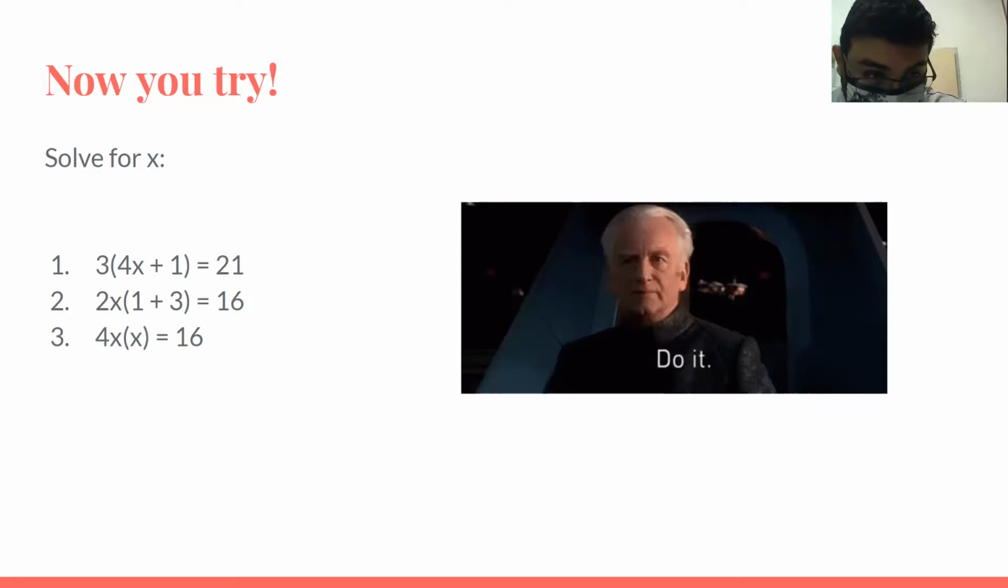But anyways, equation number 1 would be 3 times (4x plus 1) equals 21. Number 2 is 2x times (1 plus 3) equals 16. And then 4x times x equals 16. What do you do? All right. So go ahead, pause the video. Take your time to try solving it. When you're ready, click play.